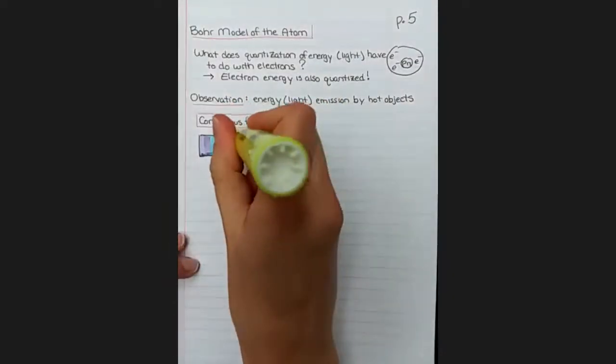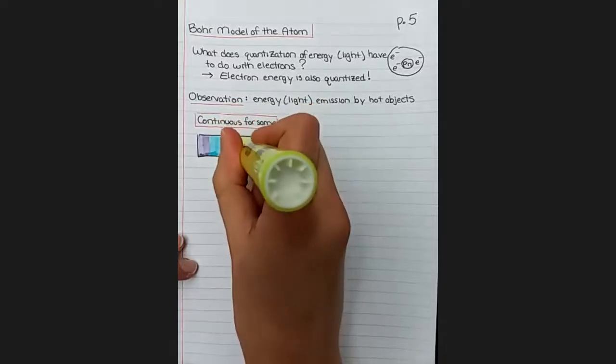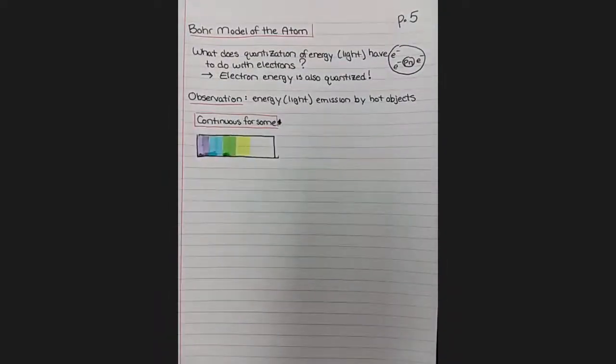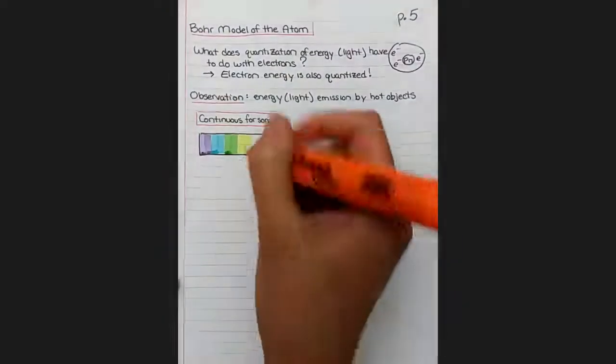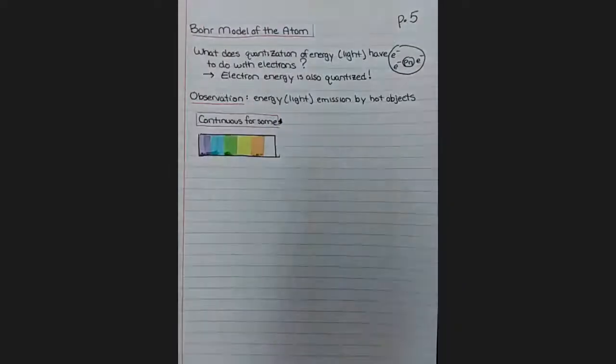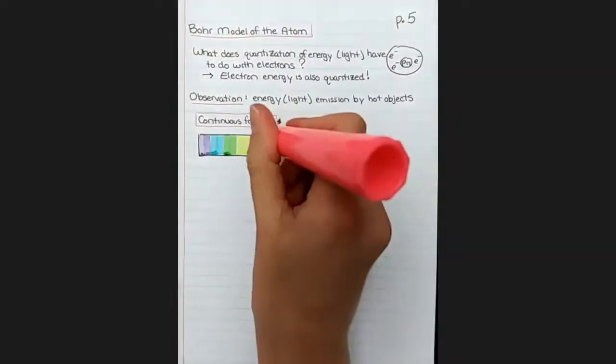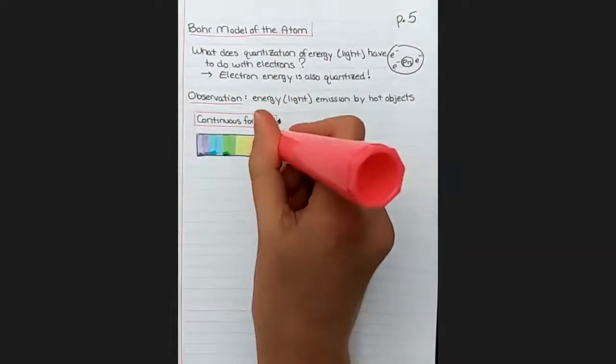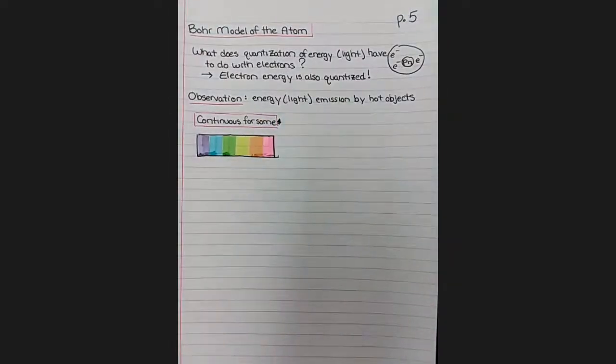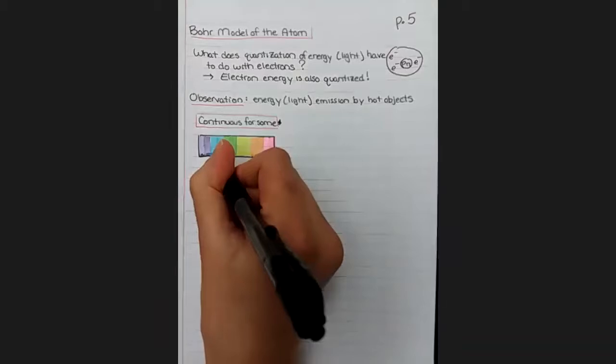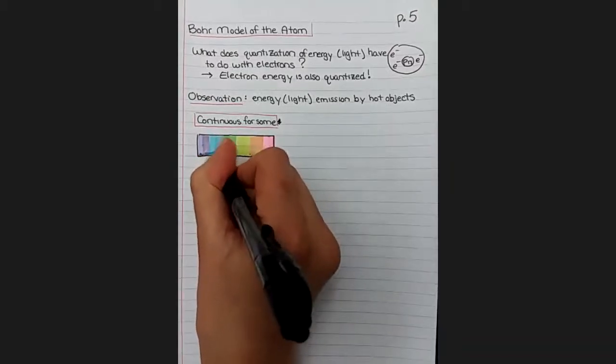So what I'm drawing is called an emission spectrum. It's a picture of all the different wavelengths of light that are emitted by some sort of a hot object. And this spectrum is continuous. Every wavelength is represented. So it's a continuous spectrum.